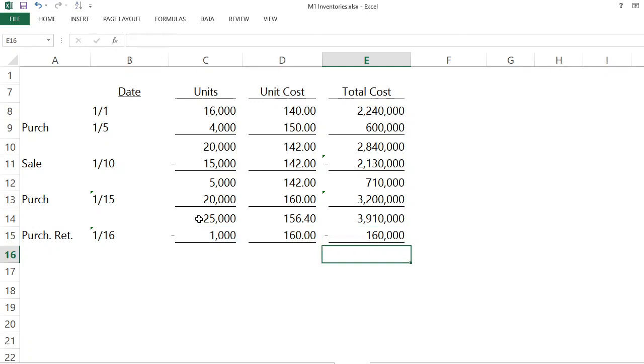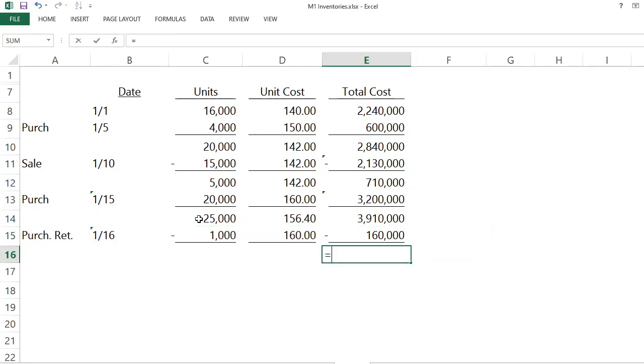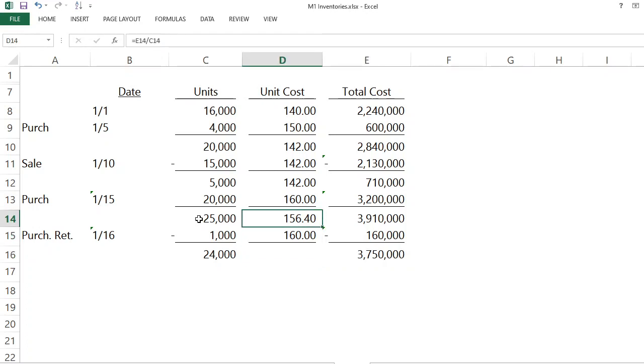We have 160,000 a deduction. A deduction kasi nga, binalik mo yung item. Therefore, the balance is 3.75 million and 24,000 na lang. So, ayan. You could see, hindi na naman sila magkapareho. That's 156.40 and then 160. So, 156.25.